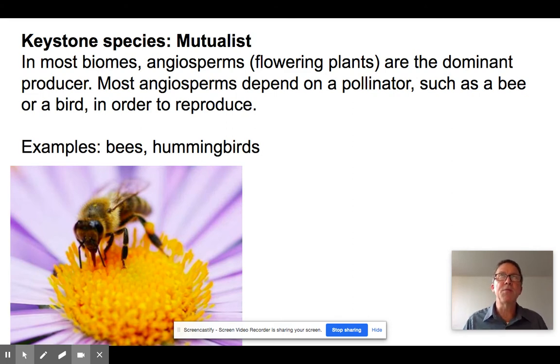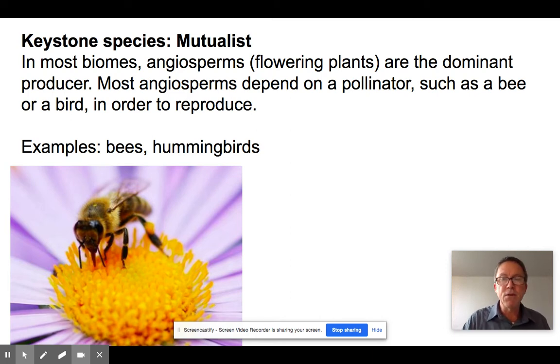So a mutualist is basically an organism that is engaged in a symbiotic relationship with another species. A classic one of these, usually, are pollinators. Flowering plants, which are the dominant terrestrial plant forms, usually require an organism to help them pollinate. Some of them can do it through the wind, but most of them require another species to transfer their pollen, the male sex cells, from one plant to another.